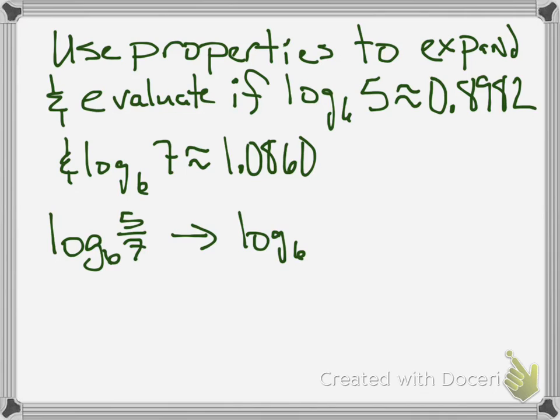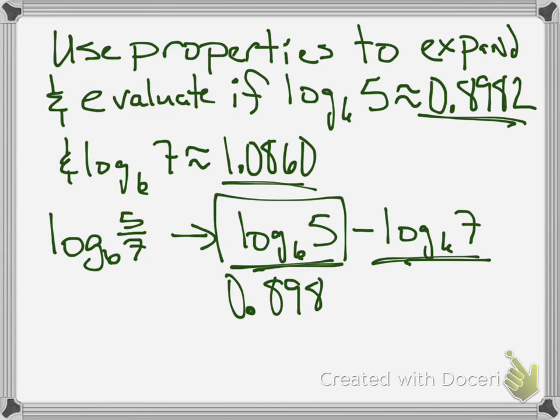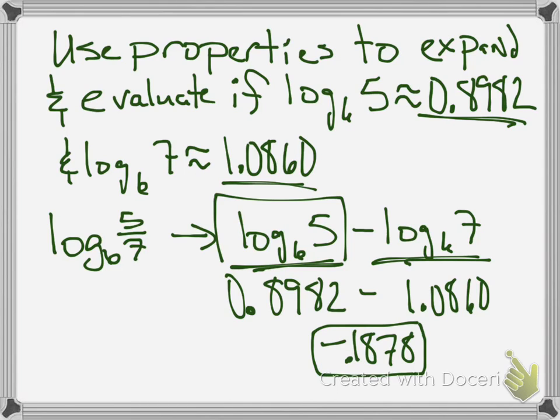Anyways, based on the properties that we have, the second property tells us when I see divide, I can subtract. So I can subtract those two. And now that I have log base 6 of 5 by itself and log base 6 of 7 by itself, I can put the decimals in their places. So I put 0.8982 and 1.0860, subtract, type that into the calculator, and you get negative 0.1878.